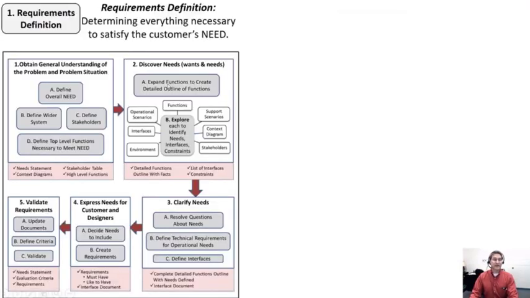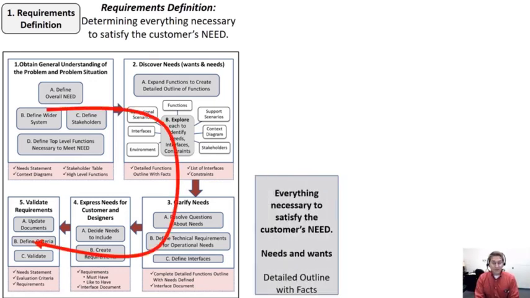So we're going to start with requirements definition. And we had these 5 steps that we followed to understand the customer's need and develop requirements that we could then use in our design. And so these 5 steps led us through understanding everything that was necessary to satisfy the customer's need. That's what requirements definition is all about. And that's wants and needs. We didn't try to separate them as we were going through.